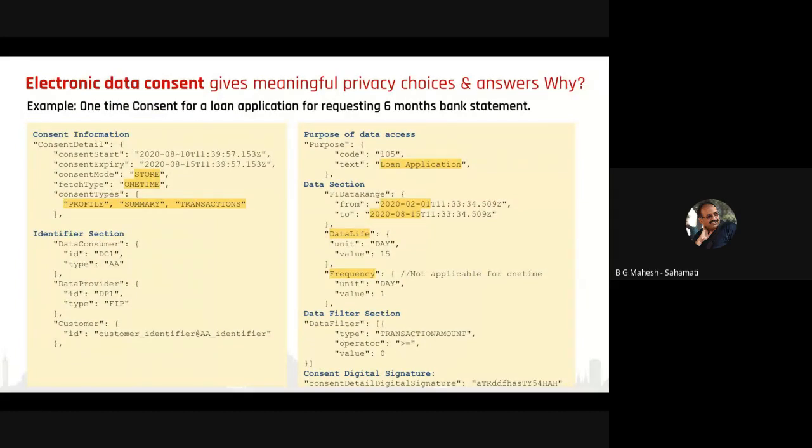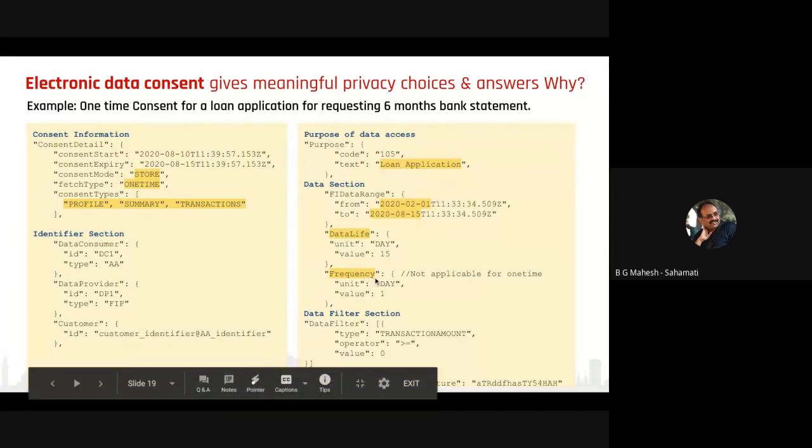This is the typical consent artifact. What you're seeing is the FIU saying I want the information only once. I want the profile information, the summary information, and the transactions. And it is saying about the range. So it is asking for 6 months of my bank statement. The purpose code is the loan application, and the frequency is only once it will be able to pull.